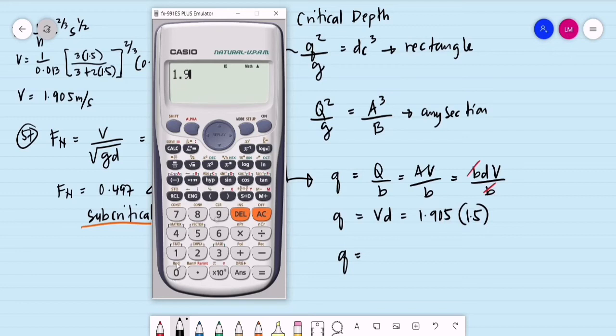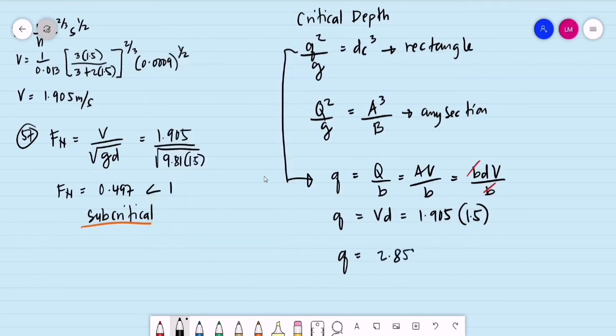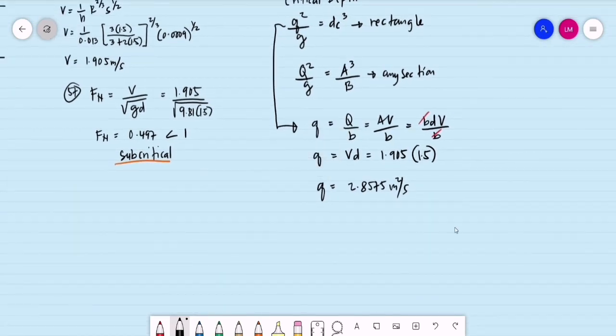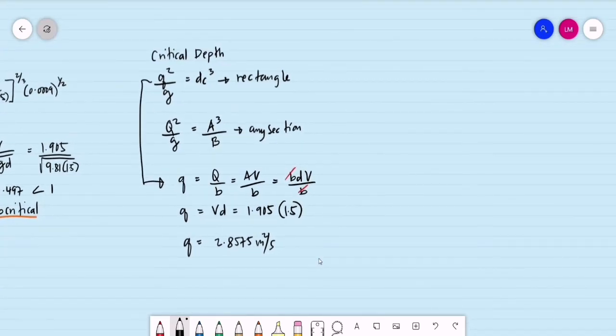That is 1.905 multiplied by depth of flow, 1.5 meters. So this is 2.8575 meters per second. Actually, square meter per second yung unit niya. Okay, so again, applicable lang ito kapag rectangular channel. So, mag-substitute na tayo. That is 2.8575 squared divided by the acceleration due to gravity, 9.81. So again, ito yung ginagamit ko. Is equal to the critical depth cube.